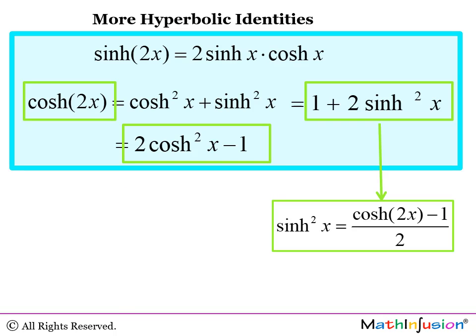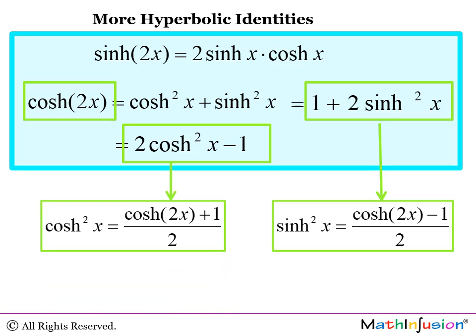And from here, I'm going to get an identity that will be a reduction formula for the cosine hyperbolic squared x. And I get that.